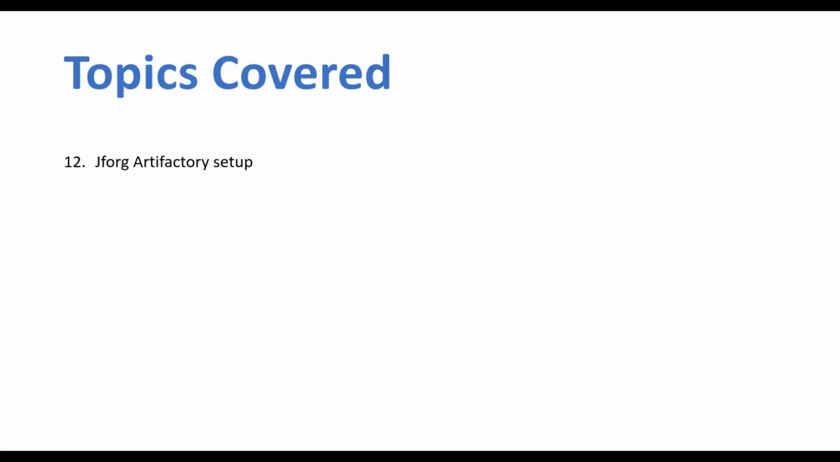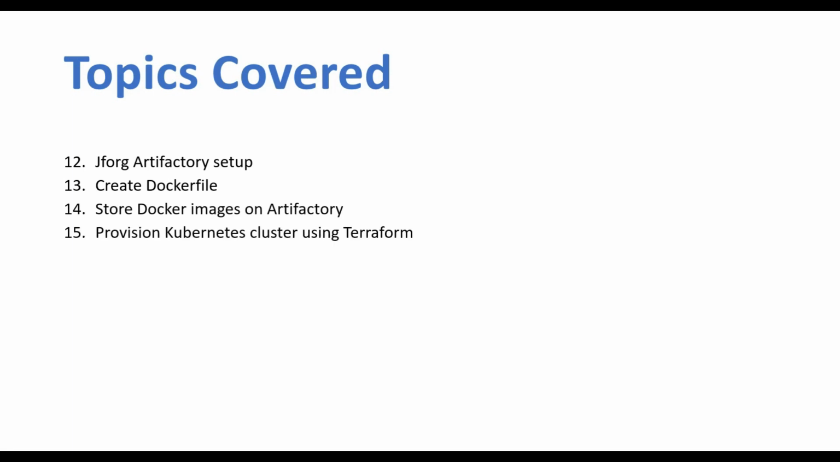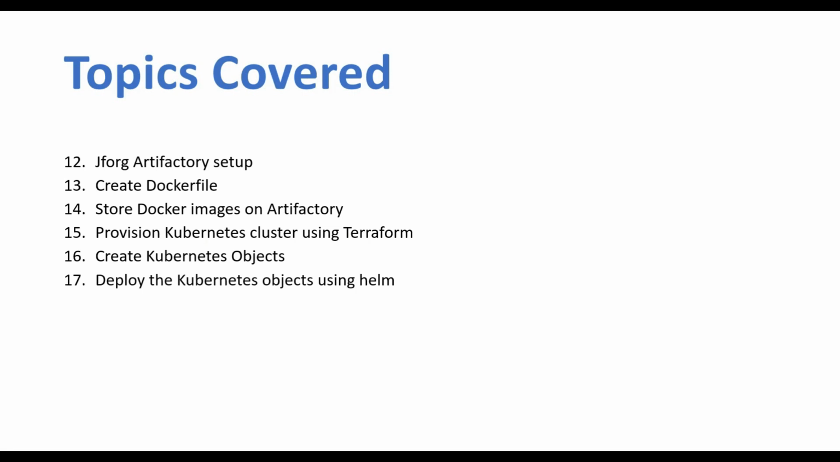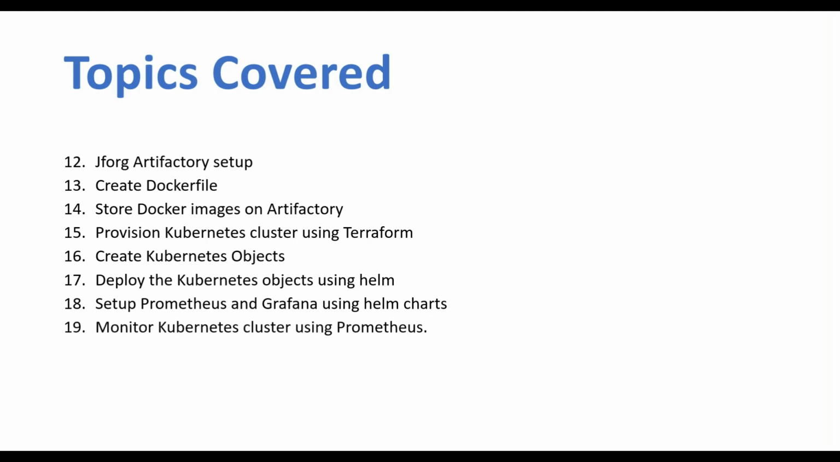Next, JFrog Artifactory setup, create Docker file, even creating a Ansible files, store Docker images on Artifactory, provision Kubernetes cluster using Terraform, create Kubernetes objects, deploy the Kubernetes objects using Helm, set up Prometheus and Grafana using Helm charts, and monitor Kubernetes cluster using Prometheus. These are the major concepts which we cover in this course.